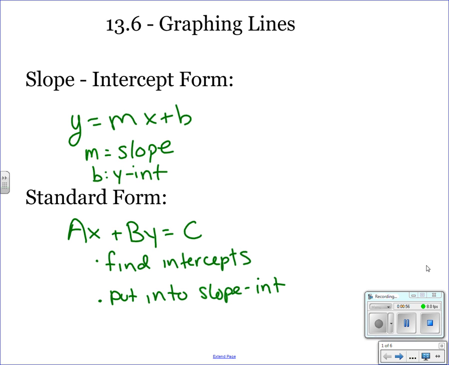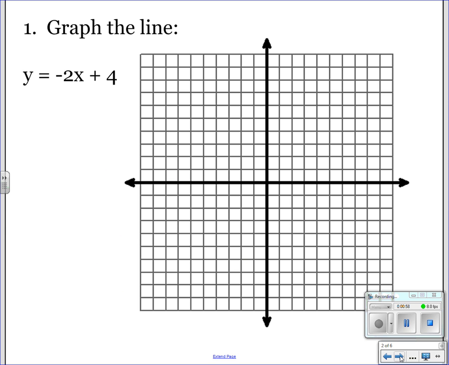Our first example, graph that line. Now that's already in y equals mx plus b. So m is our slope of -2, b is our y-intercept of 4, so I go up to +4, and then I have a slope of down 2, but right 1, because I have to go negative and 1 to way positive. And I want at least 3 points.